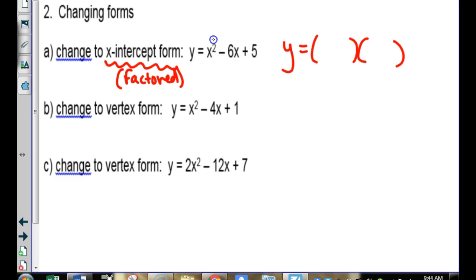Yeah, some of you are really struggling with the factoring thing. The back number has to multiply to make 5. There aren't very many choices. Okay, 5 and 1, and to multiply to make a positive 5, they either need to be both positive or both negative. But to add up to be -6, they are both negative. Everybody good? Okay, change to vertex form.